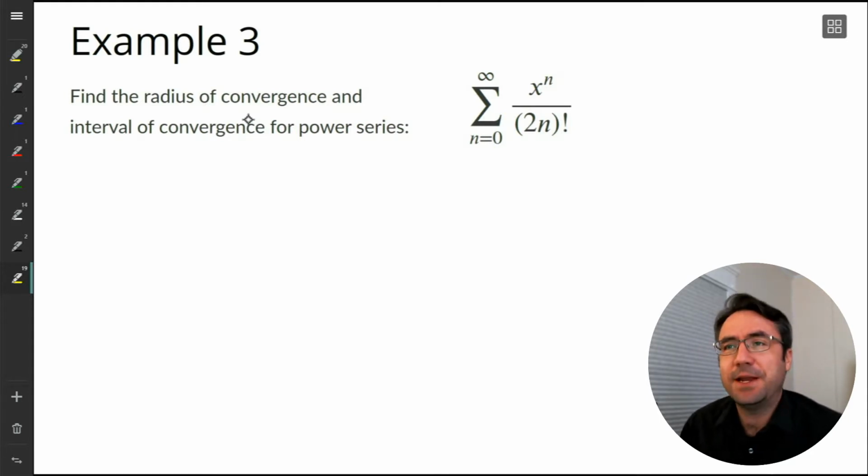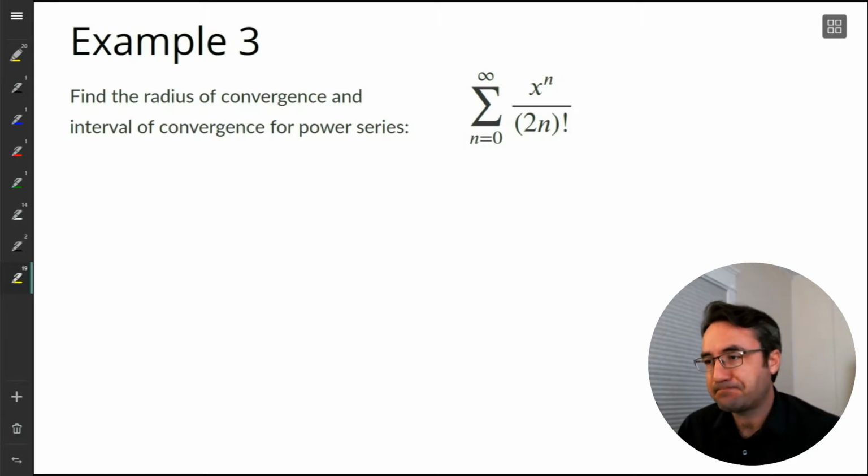We're going to find the radius of convergence and the interval of convergence for this power series. It's x to the power n over 2n factorial, and it's the sum from n equals 0 to infinity. If we remember back, the interval of convergence is really just the domain for this function. What x values can we plug into this where the series converges?